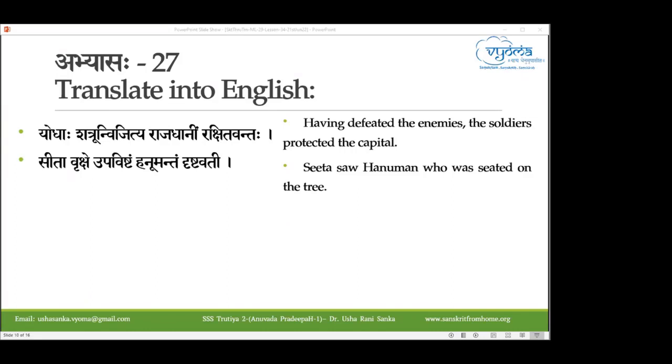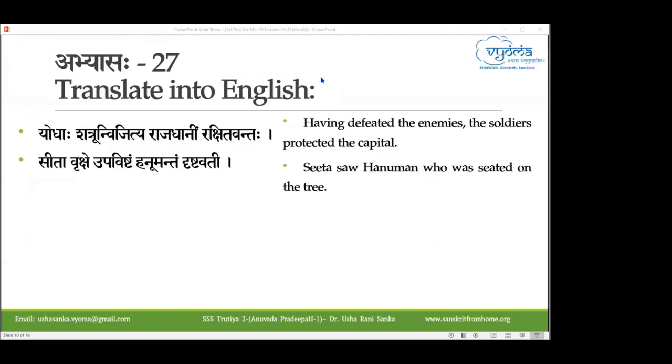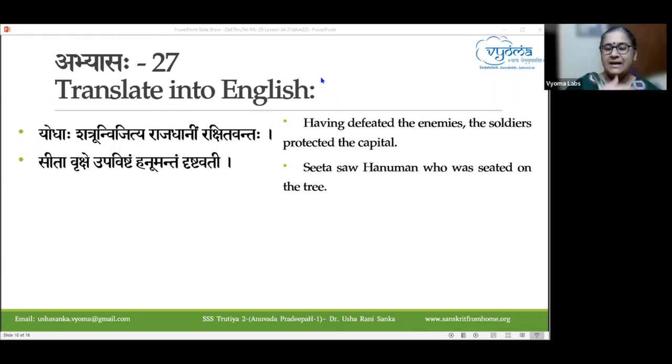Sita vrukshe upavishtam hanumantam drishtavati. Here, drishtavati has the Tavatu suffix as well. Upavishtam Hanumantam is an adjective here. We have just covered that, right? They act as adjectives sometimes.